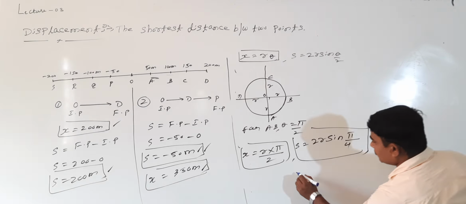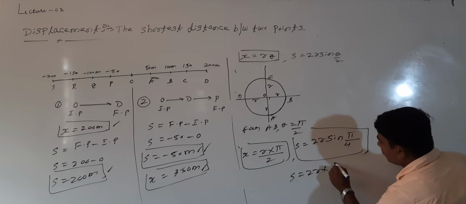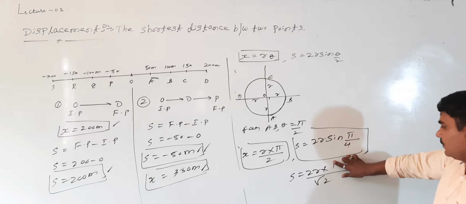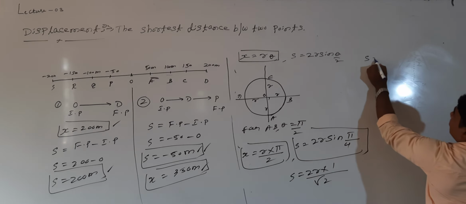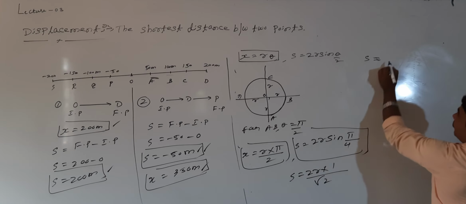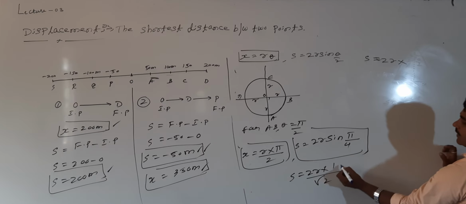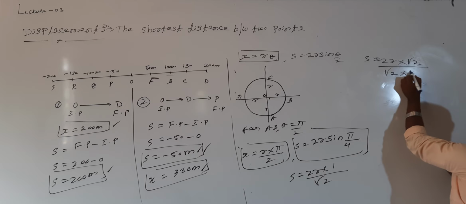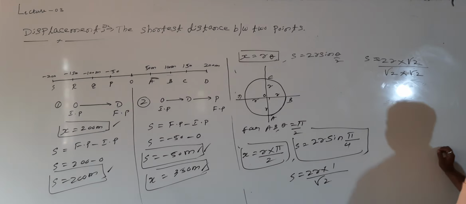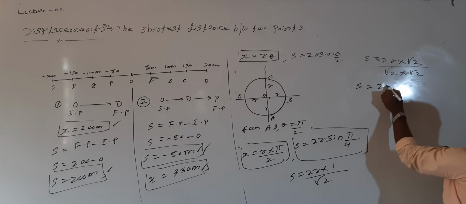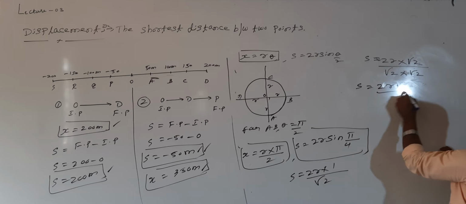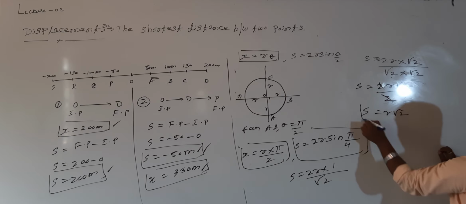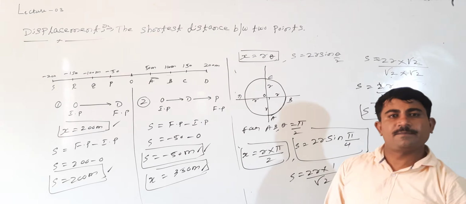Or you can modify this: 2r times 1 by root 2. Again you can modify this. How to modify? S equal to 2 into r. Just multiply root 2 and divide by root 2 on both sides. Root 2 into root 2, that is 2. The 2 gets cancelled. What is the displacement here? R root 2. You got this in the last class for a quarter circle.